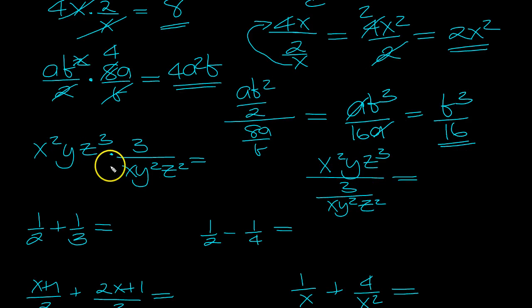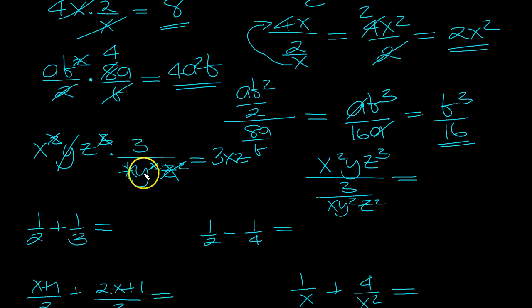Next one, we've got this times this, 3 over this, and x cancels, top and bottom. I'll just cross it out like that. One of the y's cancels, cross that out there. And 2 of the z's cancel here, and we leave just the z. So we're left with 3zx, so we can write 3xz, can't we? And there's nothing underneath, so it's just 3xz.